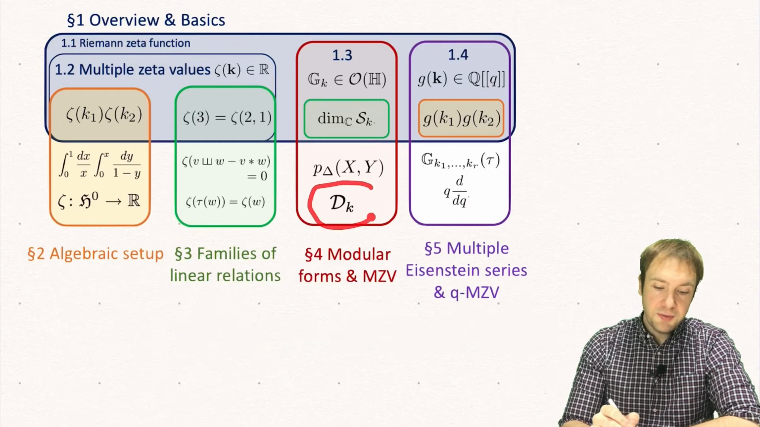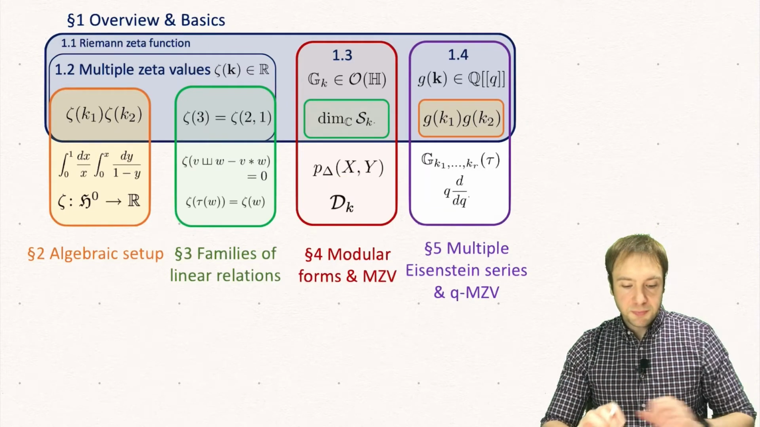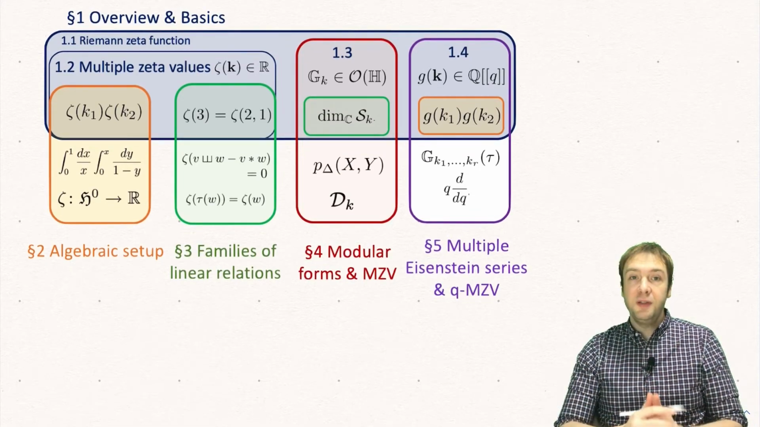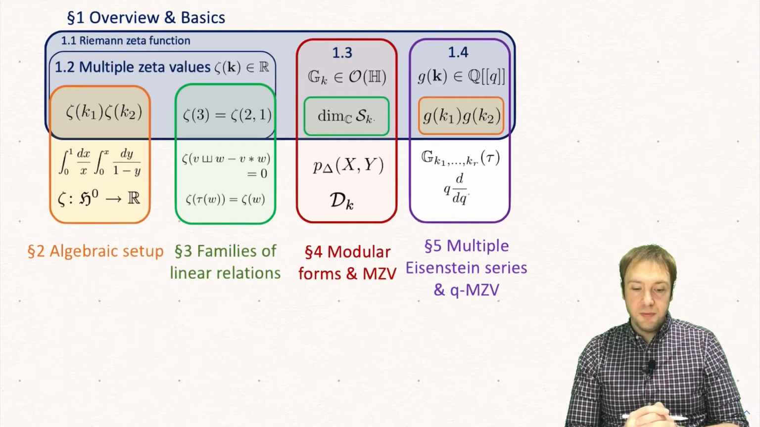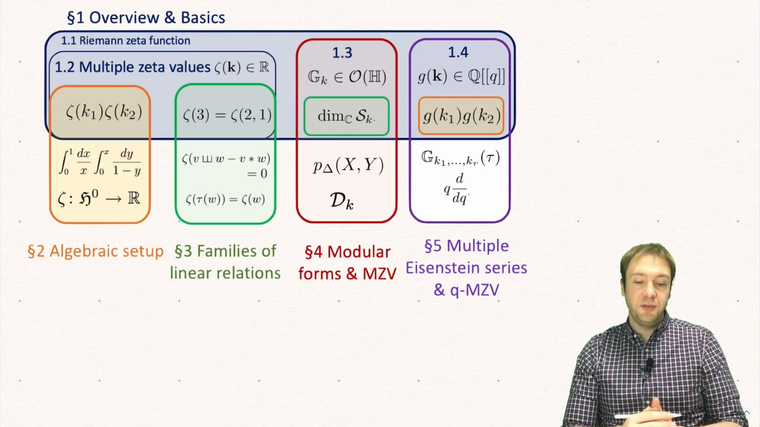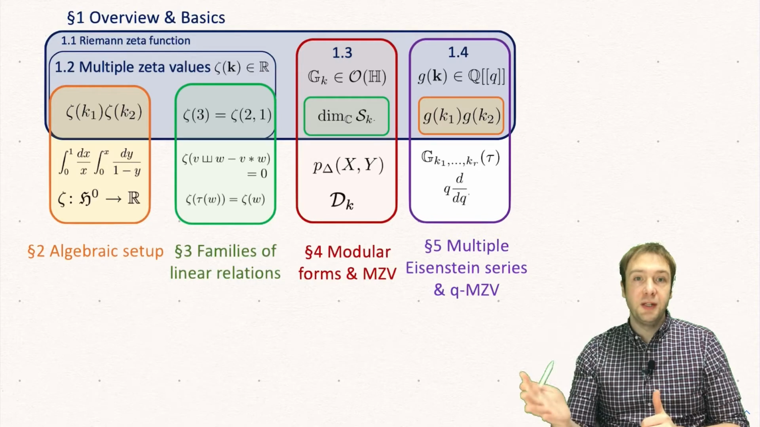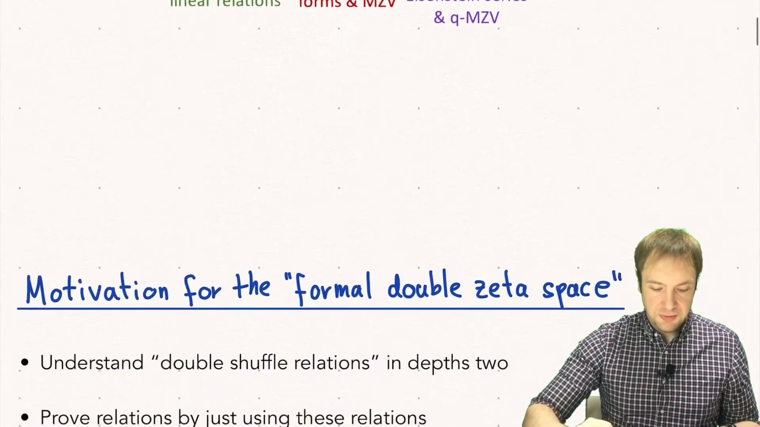For this we will start by talking about the formal double zeta space, which can be seen as a space spanned by formal symbols which satisfy these double shuffle relations in depth 2. And then later we will be interested in real objects which also satisfy these relations, and then we say that these real objects give a realization of this space.